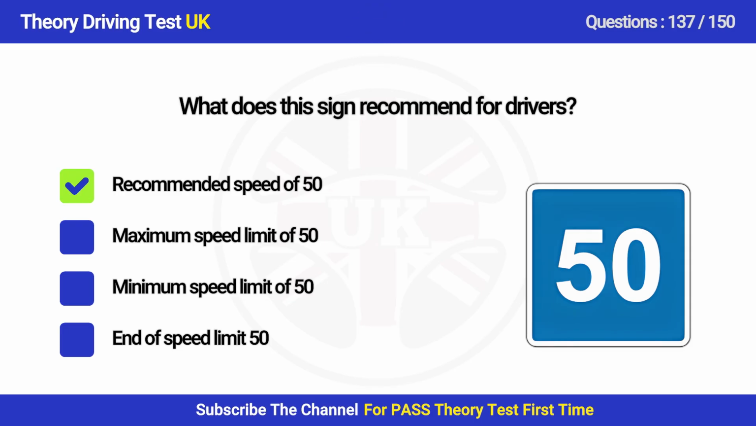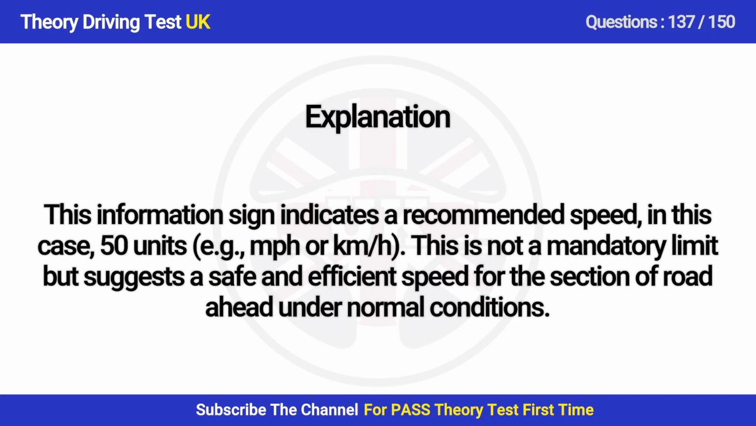Answer is A, recommended speed of 50. This information sign indicates a recommended speed, in this case 50 units. It is not a mandatory limit, but suggests a safe and efficient speed for the section of road ahead under normal conditions.